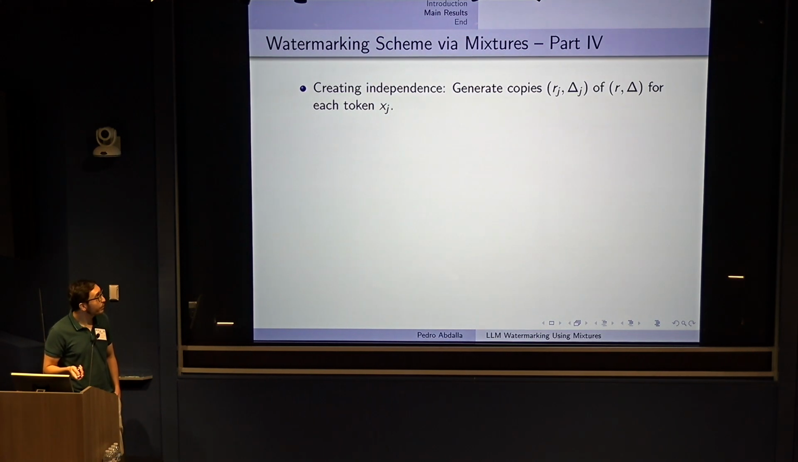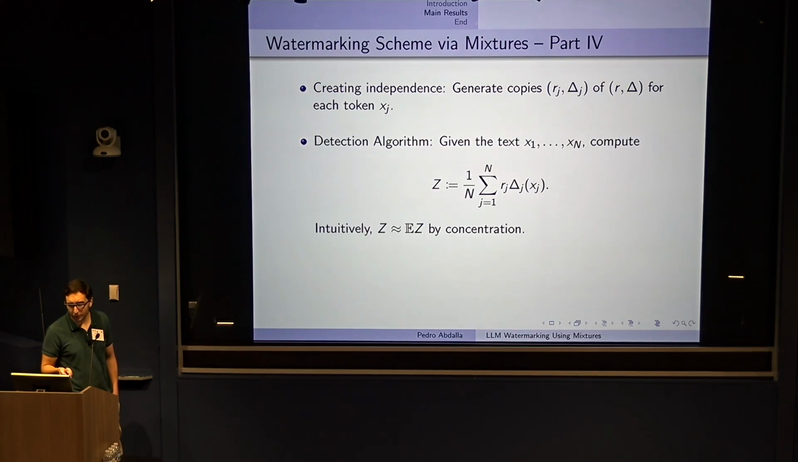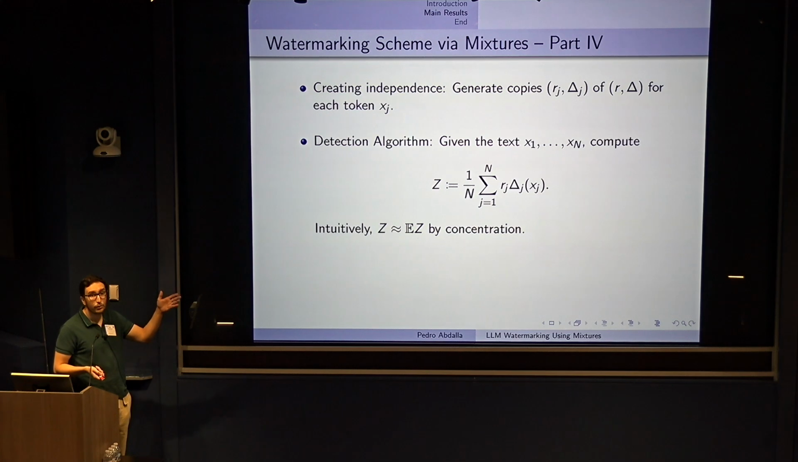To generate the watermarking scheme, preserving undetectability for the whole generating process, we generate independent keys. So Rj and delta j are copies of R and delta. And we run the detection algorithm: given the text, we compute this test statistic. We average Rj, delta j, xj. Since expectation is linear, this average is supposed to be bounded away from 0 when we have watermarking. When the text is not generated by our watermark distribution, remember that the expectation was 0, so this is going to be very close to 0.